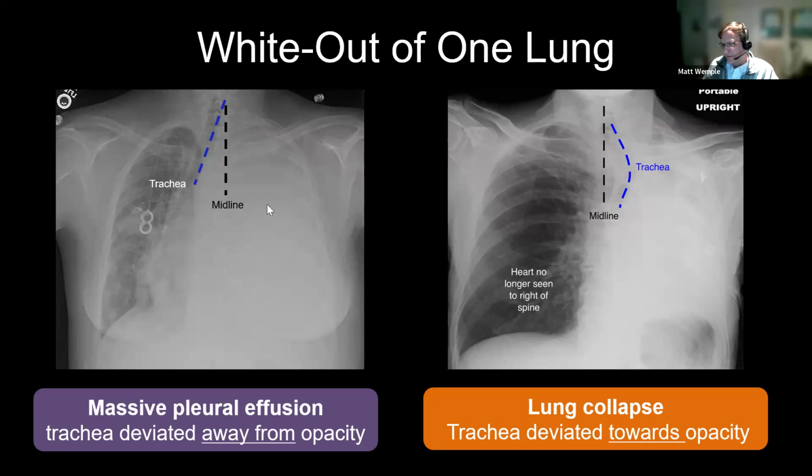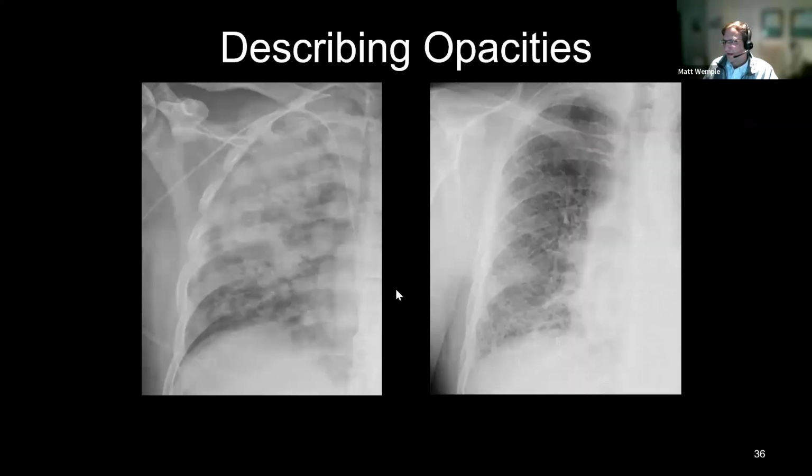With this one, you'll want to do a thoracentesis for the massive pleural effusion. With the lung collapse, usually what we do is chest physiotherapy, let's have the patient cough. Sometimes we even do a bronchoscopy to get that mucus plug out of the airway so that suddenly that lung can refill up with air once we get the obstruction out of the way. Okay. All right, and then describing opacities.